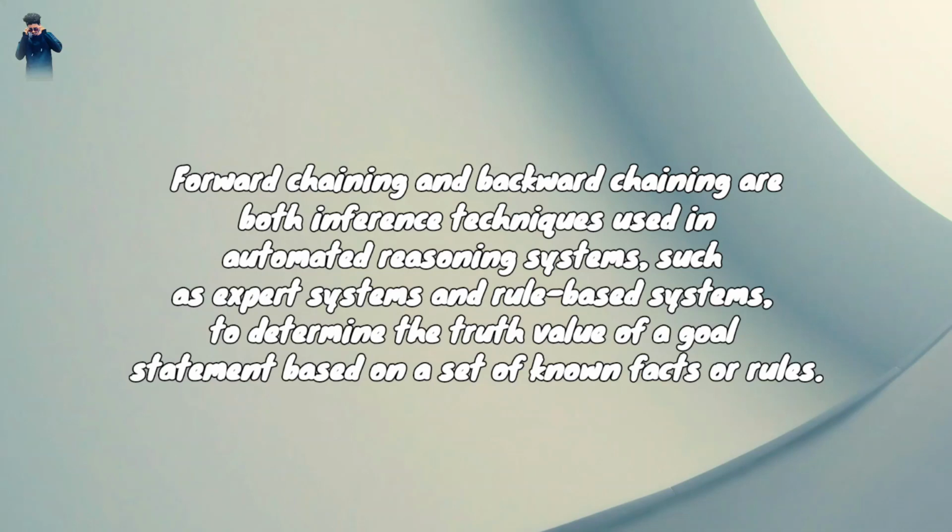Forward chaining and backward chaining are both inference techniques used in automated reasoning systems, such as expert systems and rule-based systems, to determine the truth value of a goal statement based on a set of known facts or rules.